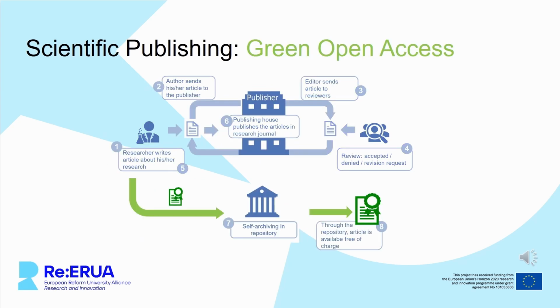Green open access can also be a cost-effective alternative to paying APCs and BPCs. Here, formerly closed publications are republished in institutional or disciplinary repositories. This may be the published, accepted, or submitted version of an article. Depending on the legal framework and the publisher's policy, green open access may be accompanied by an embargo.